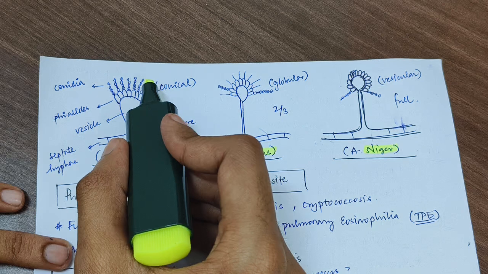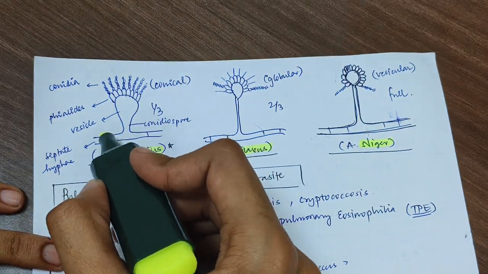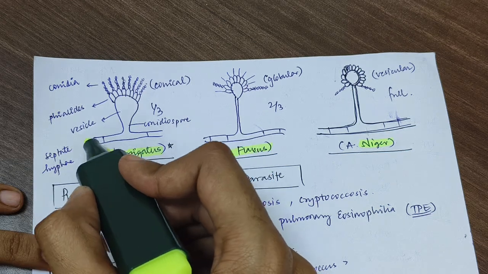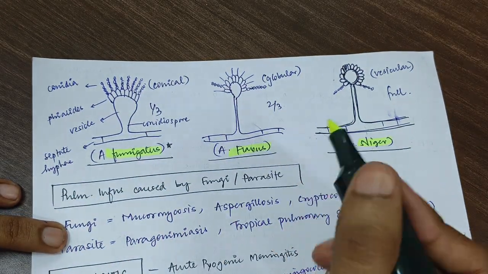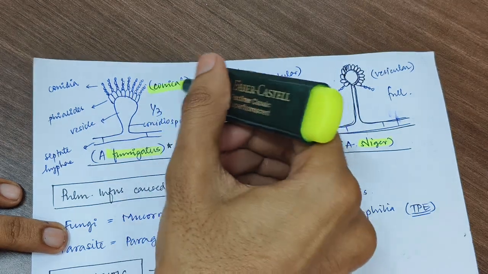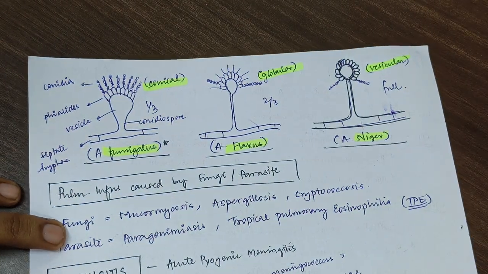These are the conidia out. Then below that are phialides. Below that is a vesicle. Then it is the conidiospore stem. Then it is going to stand on a septate hyphae. So basically here it is conical in shape, here it is globular in shape, here it is vesicular in shape.